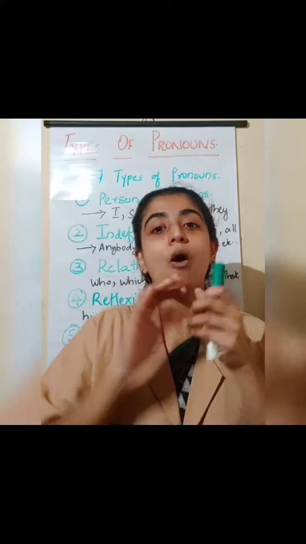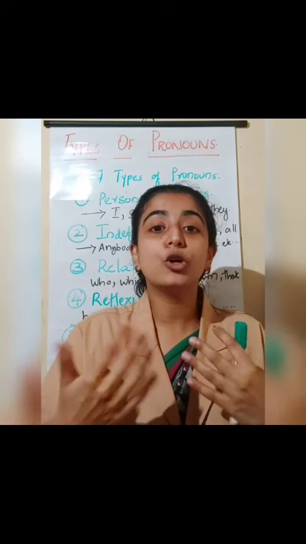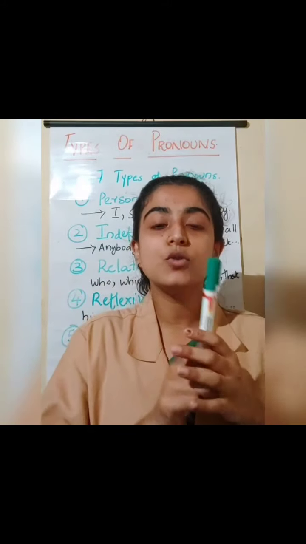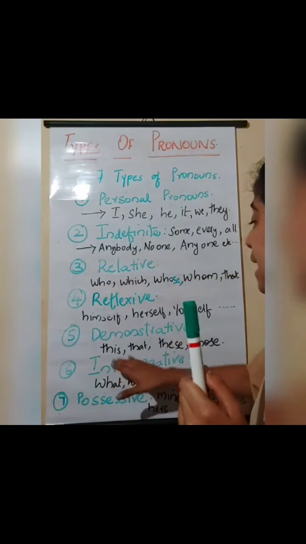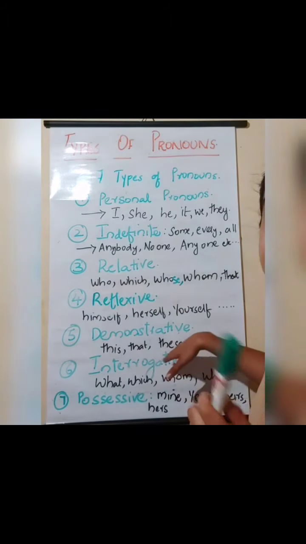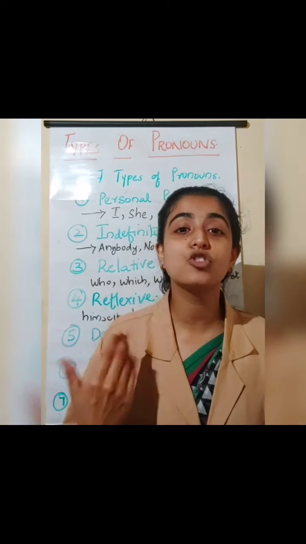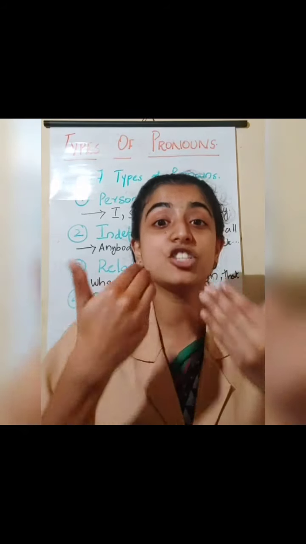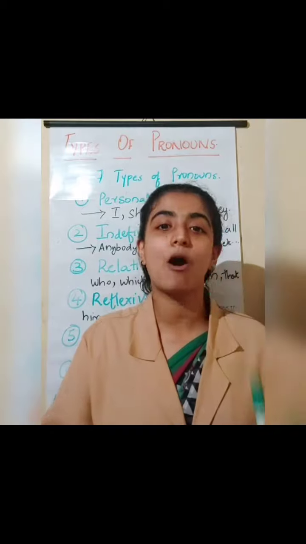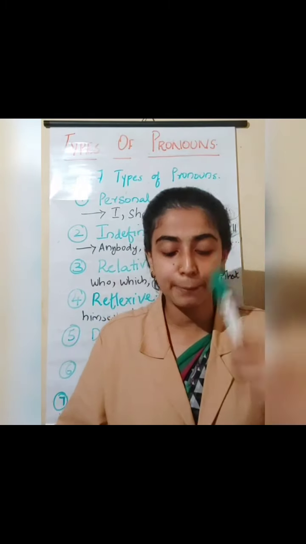If you want to demonstrate about a thing, if you want to talk about a thing, we'll be using the demonstrative pronouns. The examples are this, that, these, those. All these are demonstrative pronouns. You are demonstrating it. You are explaining about it. That is the actual word.